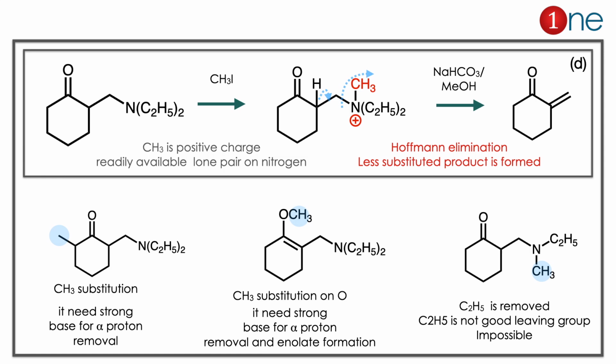Let us eliminate the other 3 possibilities. The first one, the substitution happened at methyl, so it needs a strong base because it removes the alpha proton. The same thing with the second one, which also has an alpha proton, so enolate formation is also not possible. So it needs a strong base. In the fourth one, C2H5 is removed. C2H5 is not a good leaving group, so the reaction is impossible.